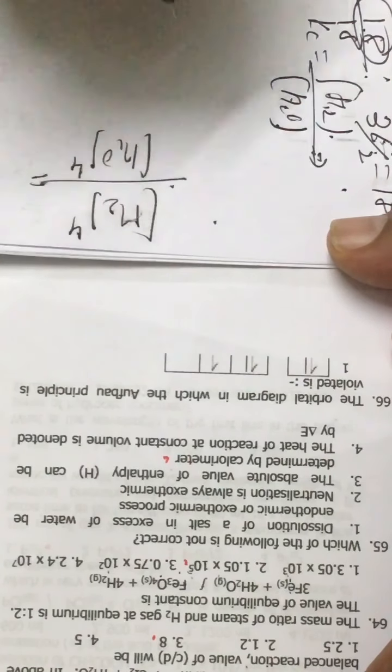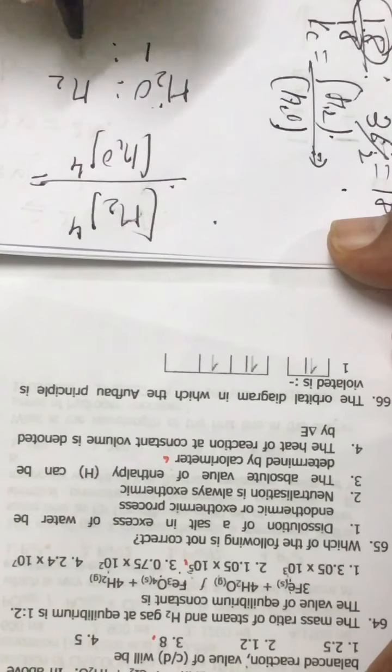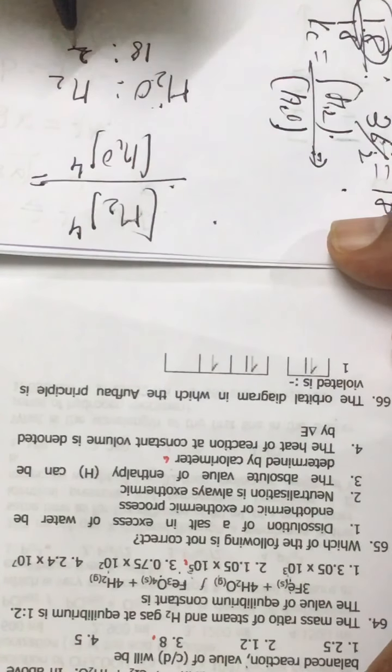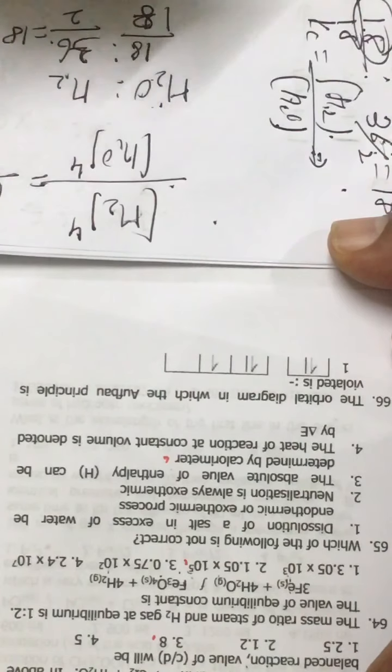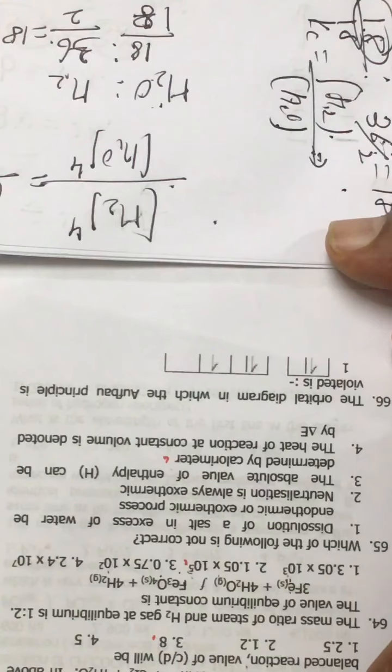Now the moles of H2O and H2 we already solved. The ratio in mass was 1:2, so suppose it is 18, it becomes 18 into 2, 36 grams. Then they were converted into moles: 18 by 18 equal to 1 mole, 36 by 2 equal to 18 moles. So if you put the value, 18 to the power 4 upon 1 to the power 4. So 18 to the power 4, this much you have to solve. That is it.